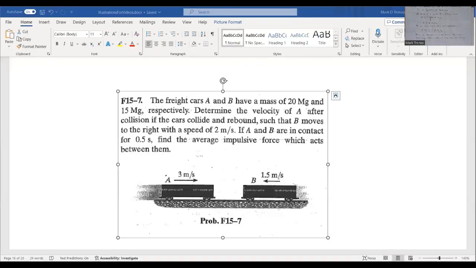We're going to now look at this problem, F15-7. The freight cars A and B have a mass of 20 megagrams and 50 megagrams respectively. Determine the velocity of A after collision if the cars collide and rebound, such that B moves to the right with a speed of 2 meters per second. If A and B are in contact for 0.5 seconds, find the average impulsive force which acts between them.